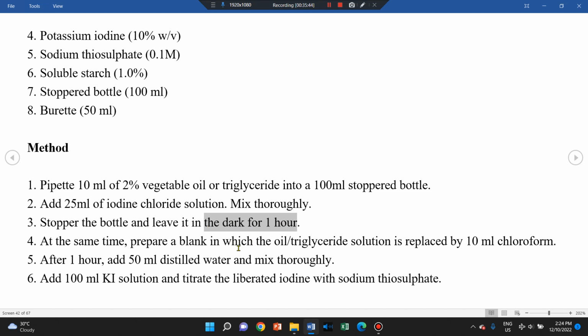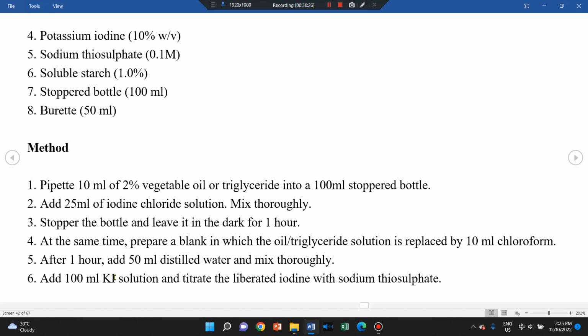You may want to have, say, 4 or 5 members in a group. Maybe 2 people can do this from the beginning, so you save time, because it requires being left for 1 hour. Also, prepare a blank: instead of the oil or triglyceride, you use 10 ml of chloroform, because the equation requires the volume of the blank. Therefore, you must do this. You cannot just omit determining the blank.